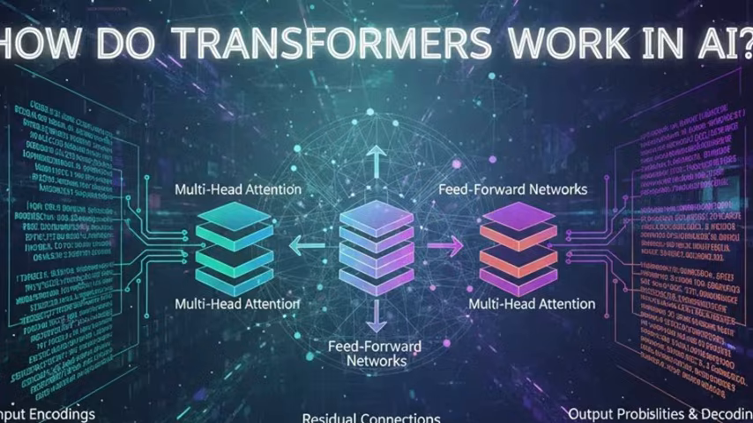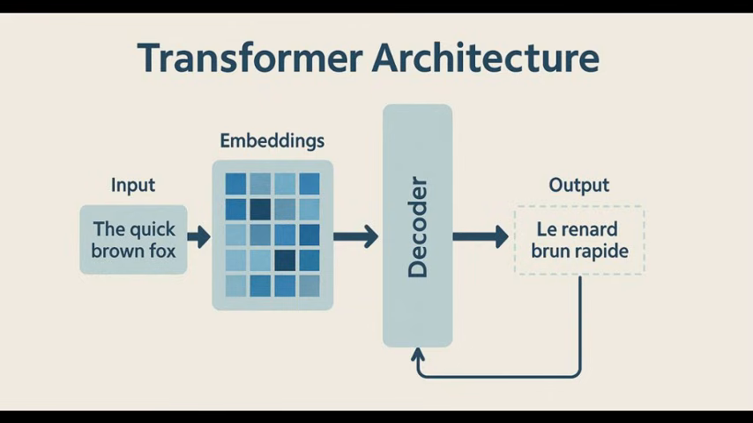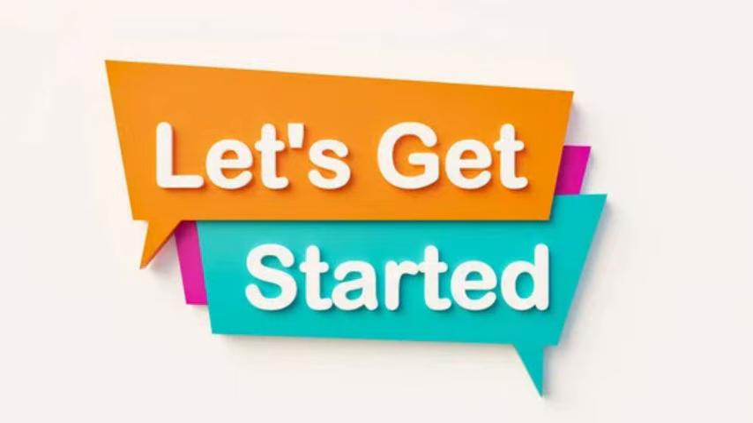In this video, we're going to break down transformers from the ground up. We'll look at tokens, embeddings, self-attention, multi-head attention, and the transformer architecture. And I'll also show you a simple practical example so you can actually see how attention works. So let's get started with modern AI transformers.